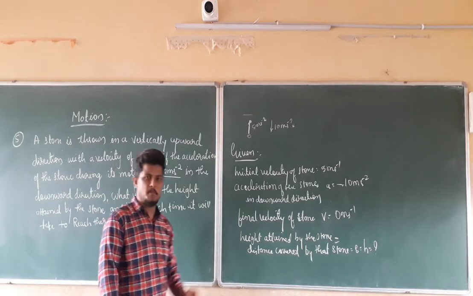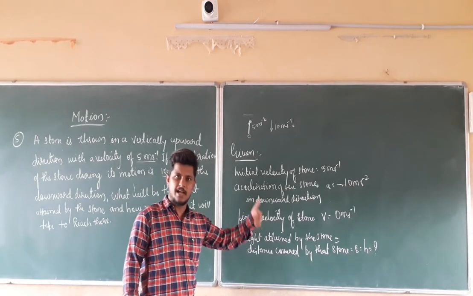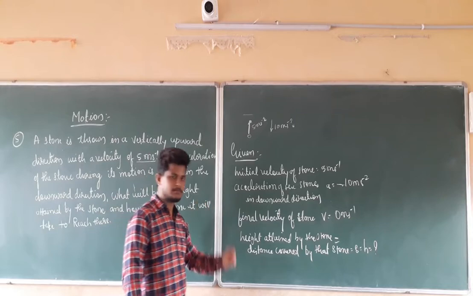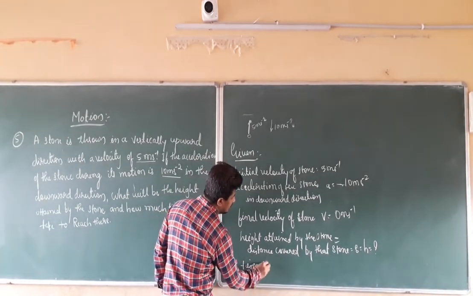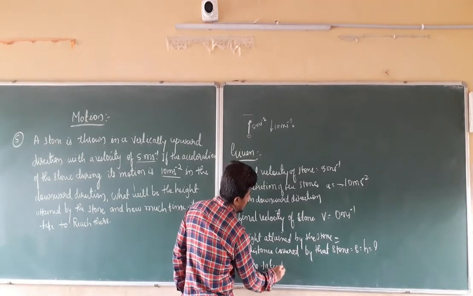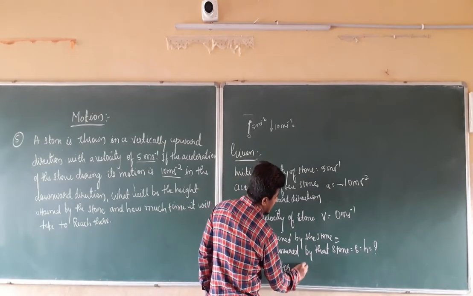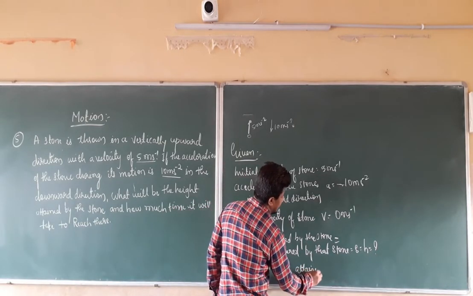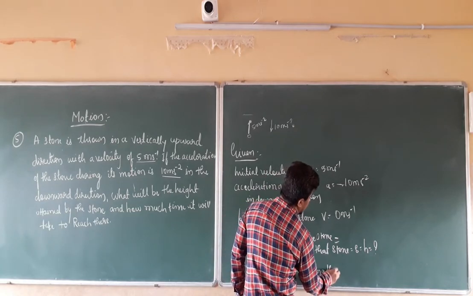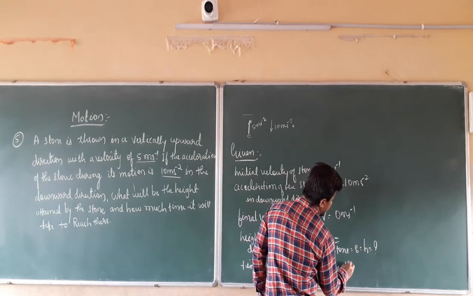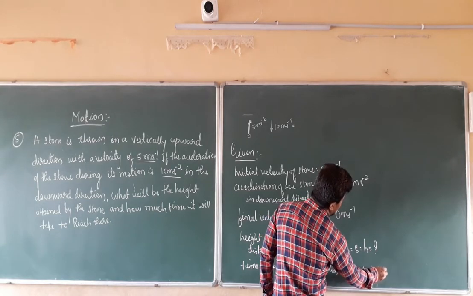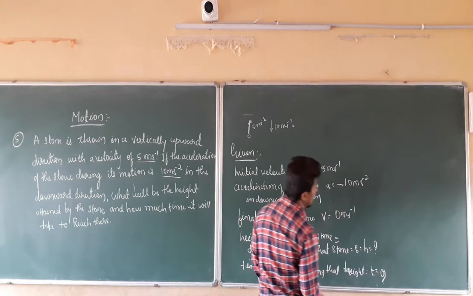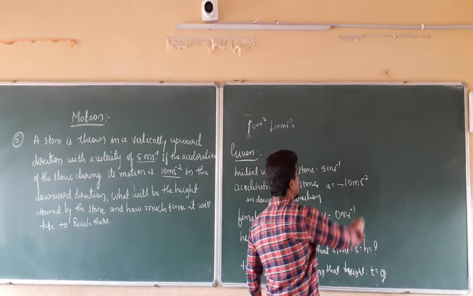Height and the total distance covered are both the same, since it is moving in the upward direction, so we are going to consider height as S. In the same manner, the time taken for attaining that height is T equal to question mark. We don't know that value, so we take it as a question mark.